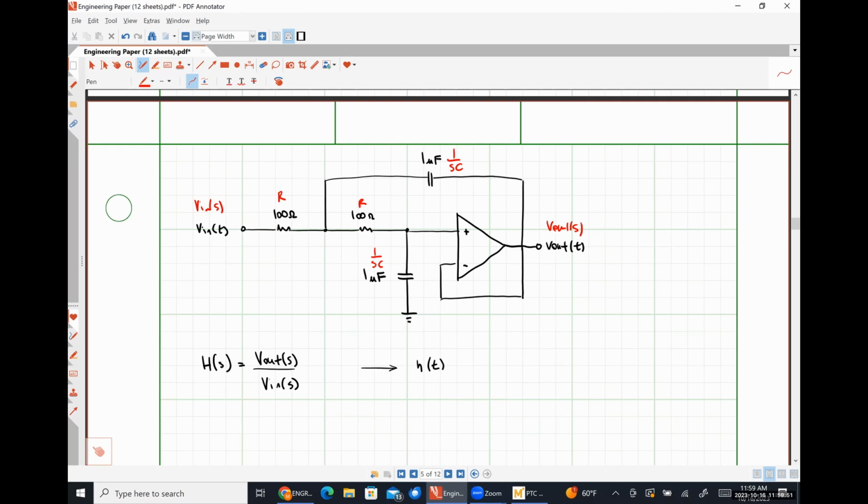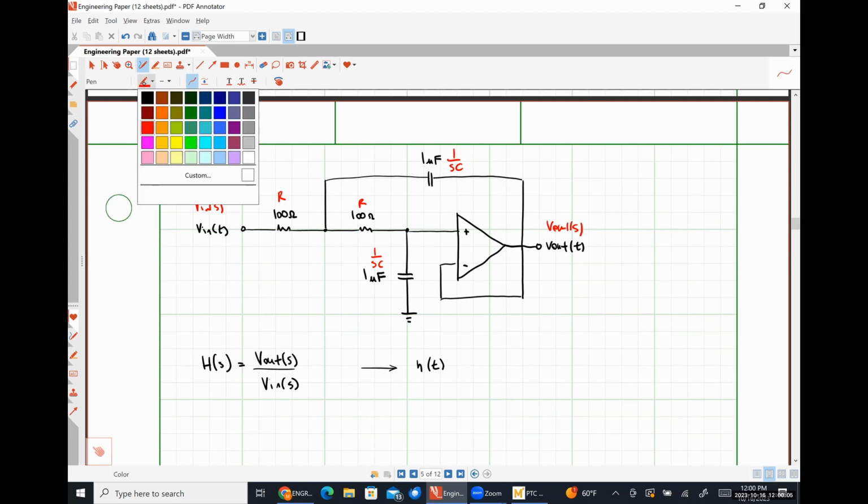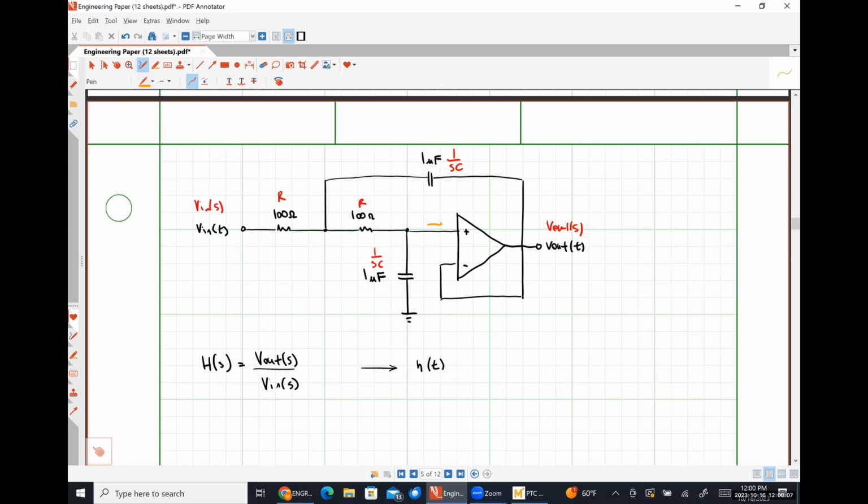And how do we analyze it? That's the question. Obviously, we need to analyze it. Okay, so first, yes, we're going to treat this as an ideal op amp, meaning that we know that, because I've already used red, let's use orange here. This current is 0 amps. And this current is 0 amps.